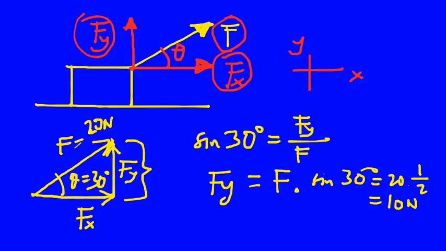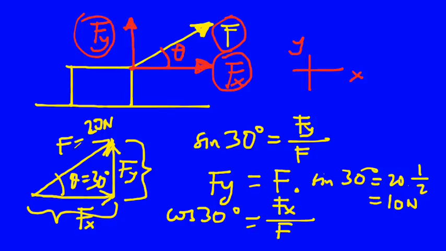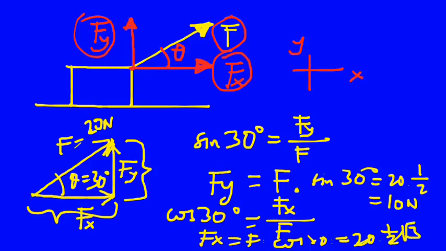And now what about Fx? To get the magnitude of Fx, let's use cosine 30. If you look at that triangle, cosine 30 will be Fx divided by F, right? So Fx is just F times cosine 30. 20 times half times square root of 3, so we get that Fx equals 10 times square root 3 Newton.